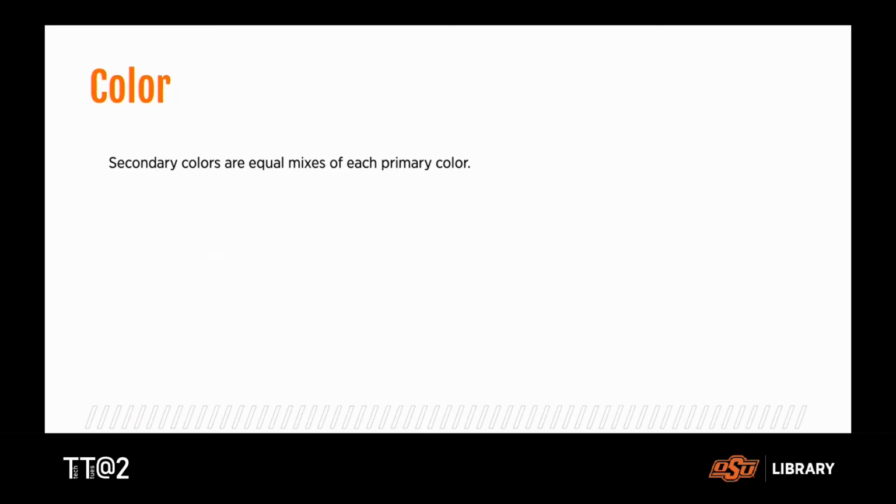Your secondary colors are equal mixes of each primary color. For example, red and yellow make orange, one of my favorite colors. Blue and red make purple, and yellow and blue make green.